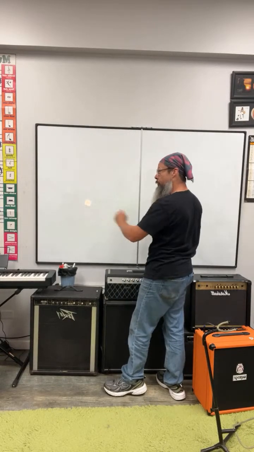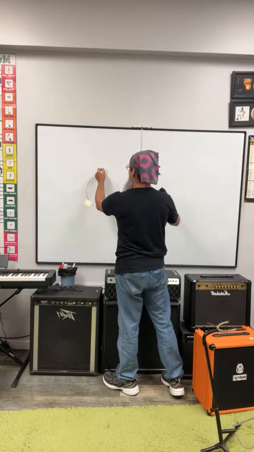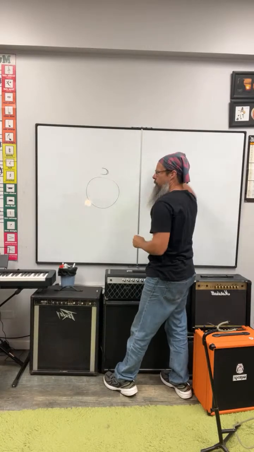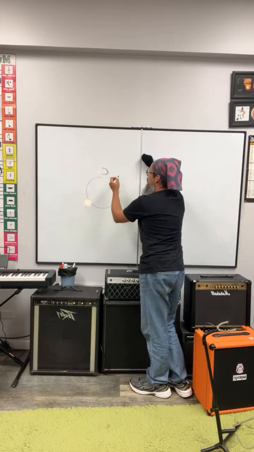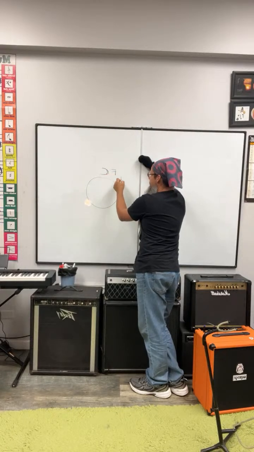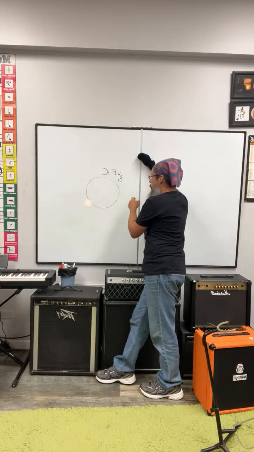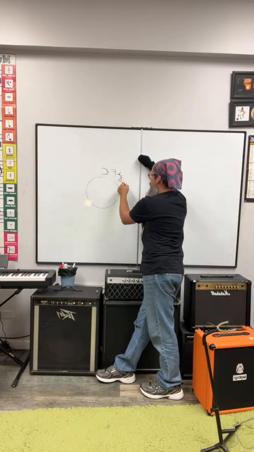Can you flow through just our flats? What are our flats? C major has how many sharps and flats? 0. How many sharps or flats does the key of F have? 1. It does. And what is that flat? B flat. It is. And how many flats are in the key of B flat? 2. There are. What are they? B flat, E flat. Wonderful.